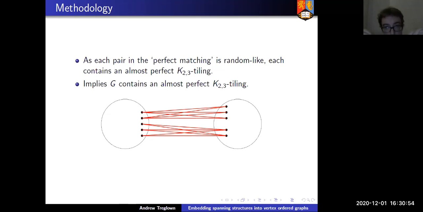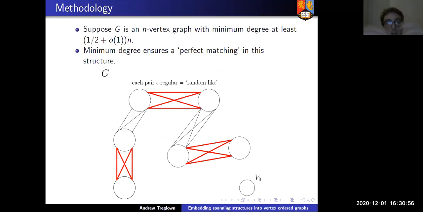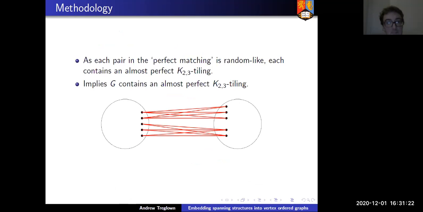Locally, that gives you an almost perfect K_{2,3} tiling. Globally, that gives you an almost K_{2,3} tiling because all clusters are covered by this. And you've got some annoying V0 set, so you can never hope for getting a perfect K_{2,3} tiling. But this does 99% of the job. Then Kühn and Osthus, or whoever, goes along and does the rest of the 1% using some extra step we're not going to talk about. But really, this is the default thing to do when applying regularity lemmas.